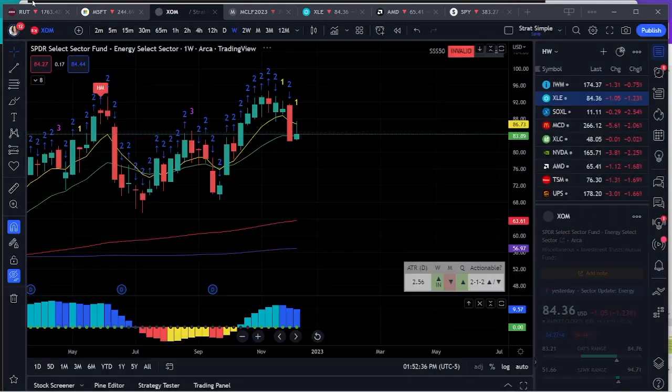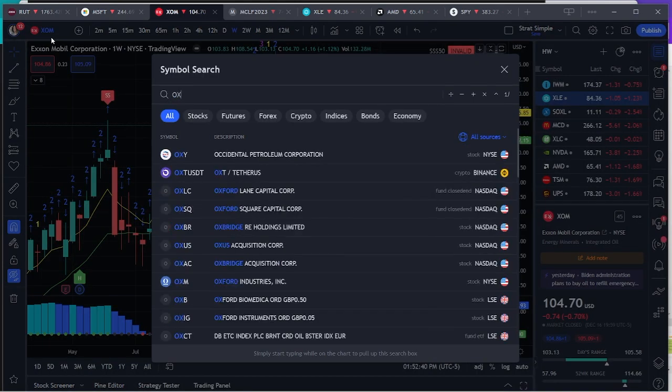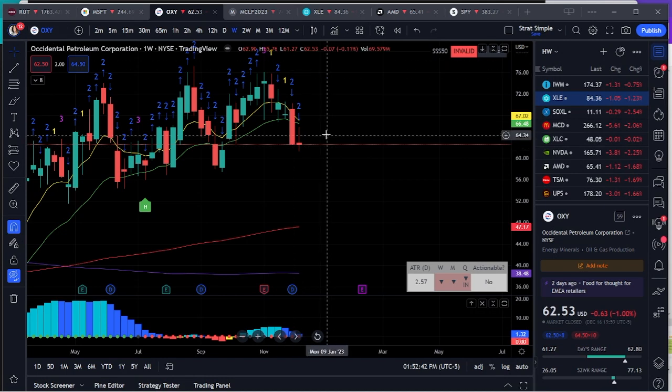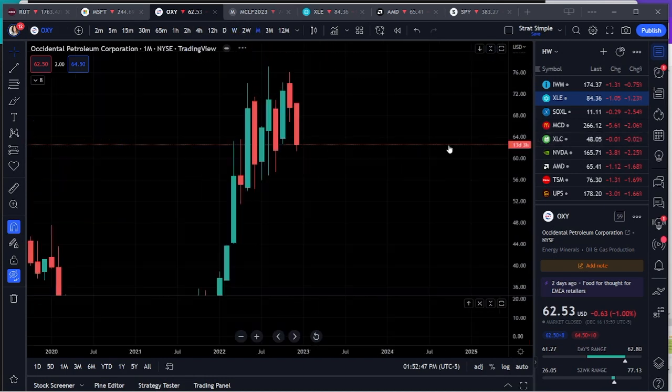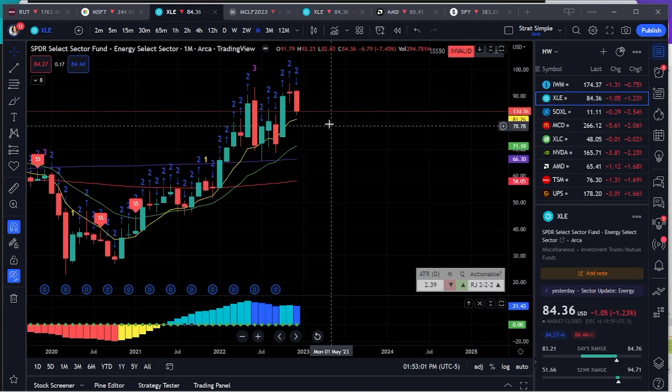Okay, so Oxy. Oh no, that's a 2 down. But on the month, Oxy has actually already hit its target, so I wouldn't mess with Oxy, honestly. But ZOM is a good one. Or even XLE, because a lot of times you don't have to do the individual tickers. You can play the ETFs.